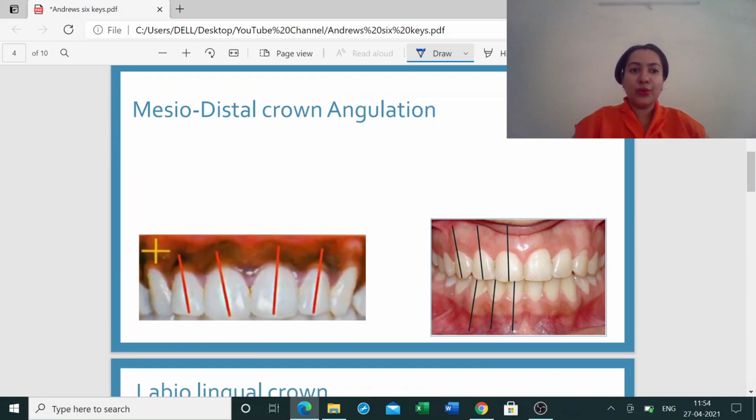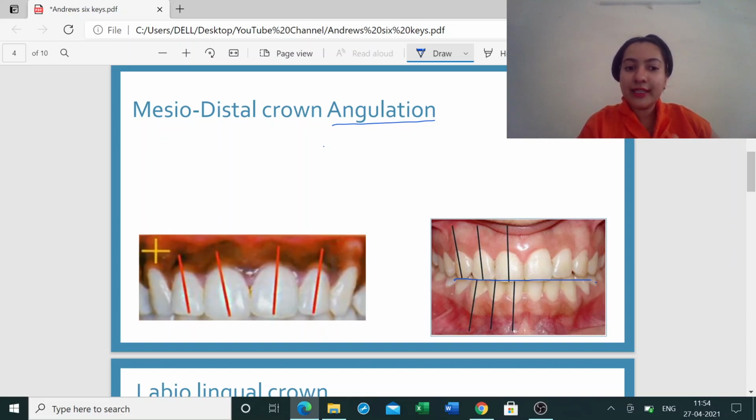The next thing which he told was mesiodistal crown angulation, right? This is a very important key, so please listen to the explanation of these keys very carefully. According to Andrews, mesiodistal crown angulation is the angulation formed by a line drawn perpendicular to the occlusal plane. This line which is drawn perpendicular to the occlusal plane and the angulation which you get is the mesiodistal crown angulation.